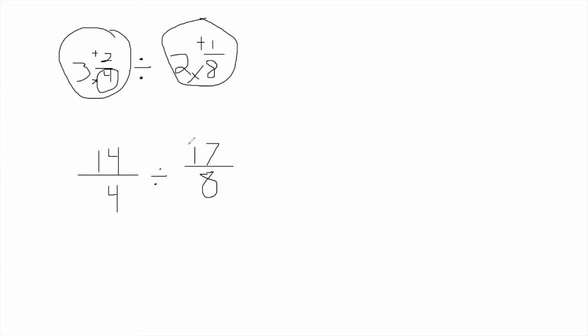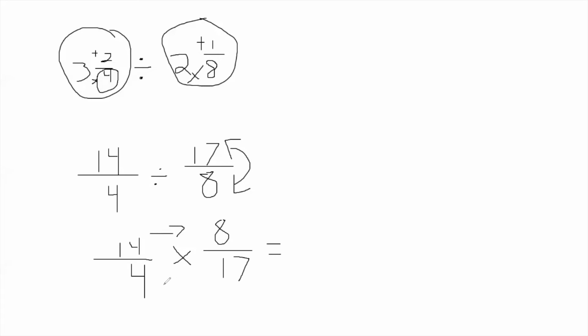Now we can do the actual calculation. So 14 over 4 divided by 17 over 8. What you have to do in this case is get the reciprocal. And so now it's going to be 14 over 4 times 8 over 17. So now we can actually calculate this out. All you have to do is multiply across.